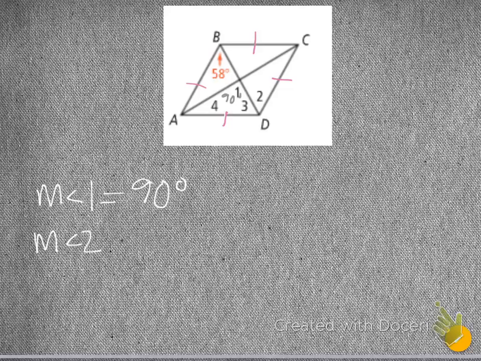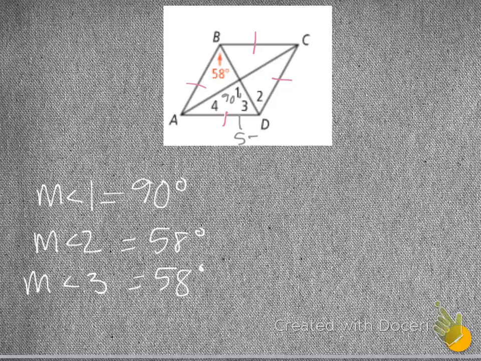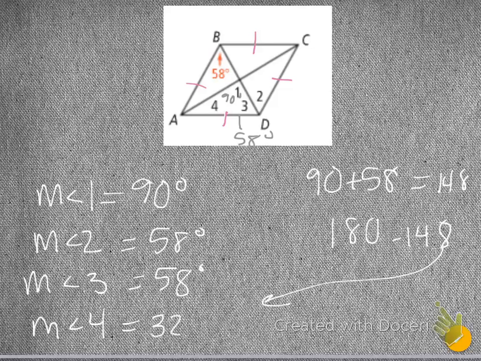Okay, and then my diagonals should also be congruent when it comes to rhombuses. So the measure of angle 2 and the measure of angle 3 should both be 58 degrees. So if the measure of angle 3 is 58 degrees, I'm going to take 90 plus 58, and then subtract that from 180 to find the measure of angle 4, which is 32 degrees.